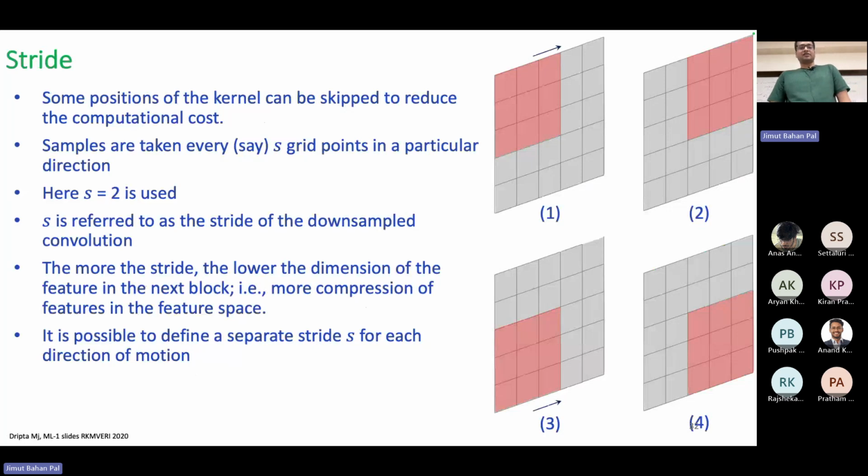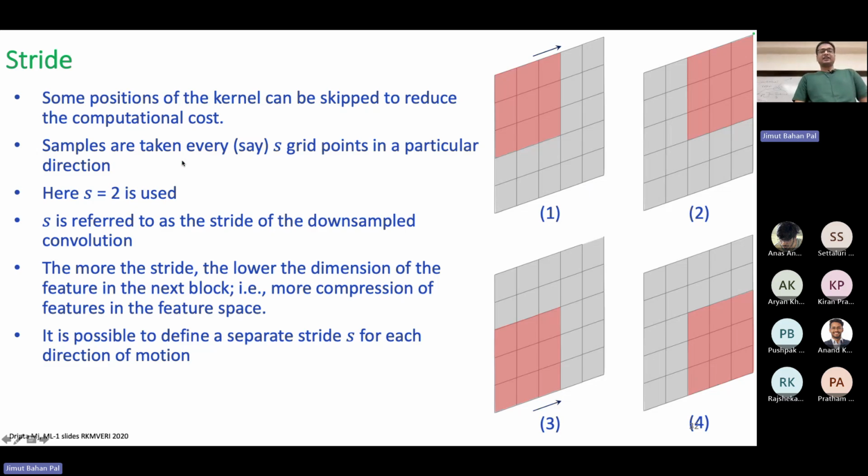So now is stride. Some positions of the kernel can be skipped to reduce the computational cost. For example, when the image size which is input to the DNN is very big, say 512 cross 512, and we are using a stride of 1, using a kernel of 3, the output feature map will also be very large. In most cases, some of the features will be redundant. So we are using high stride in such cases.